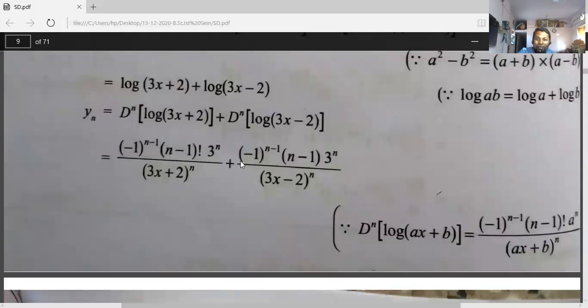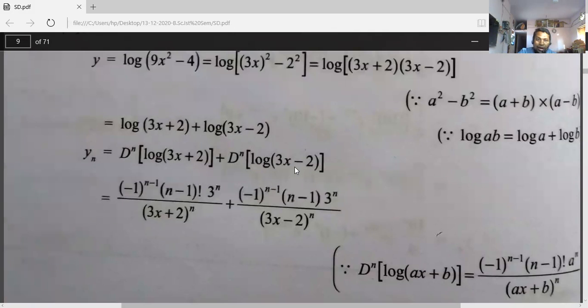Okay, minus 1 to the power n minus 1, n minus 1 factorial is the same, and here a to the power n is there. Here a is equal to 3, so 3 to the power n you are writing. Now in the denominator, what you got here: ax plus b to the power n. What is ax plus b here? 3x plus 2 to the power n. Similarly the second one you are writing here.